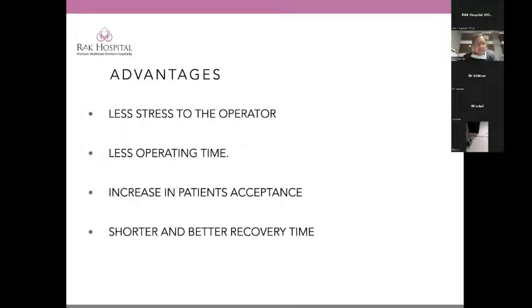The advantages are that there is less stress to the operator, less stress to the patient also. The operating time is very less because you already know your plan. There are no surgical surprises, and there is increased patient acceptance and shorter, better recovery time.